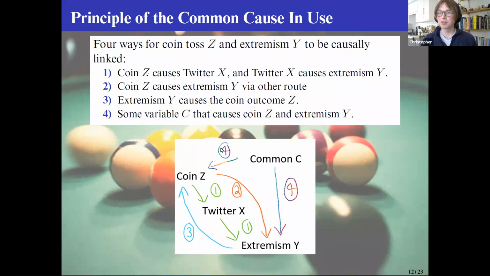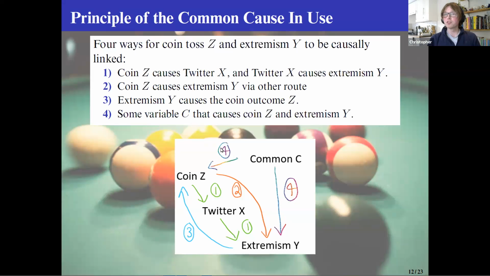But the principle of the common cause then steps in and says, well, if they correlate, they must be causally linked, the coin toss and extremism. And then you might argue as follows: look, there are only 4 ways in which those two variables could be causally linked. Way number 1, the coin toss causes Twitter use, and Twitter use is a cause of political extremism. Way number 2, the coin toss causes political extremism, but via some other causal route. Way 3, somehow political extremism causes the outcome of the coin toss. And option 4, there's some other variable that's both the cause of the outcome of the coin toss and of political extremism. And then you might say, look, ways 2, 3, and 4 are implausible in this instance, so we're left with option 1, and option 1 says that Twitter use is a cause of political extremism.